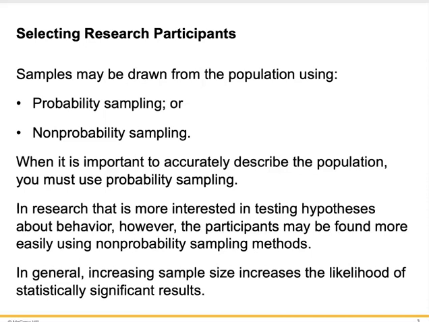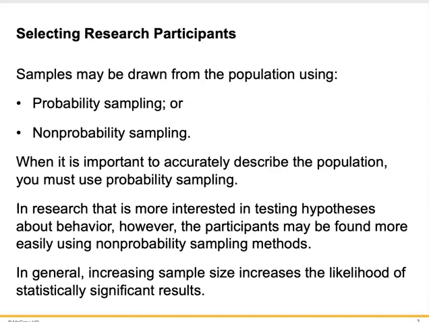We take a look at what the population of interest would be for the experiment, and then we would sample from that using randomized sampling in order to conduct an experiment, and through the randomized sampling we can then generalize that to the general population. Okay, so the population is composed of all individuals of interest to the researchers. And samples may be drawn from the population using probability sampling or non-probability sampling techniques. So when it's important to accurately describe the population, you must use probability sampling. And this is why probability sampling is so crucial when conducting scientific polls.